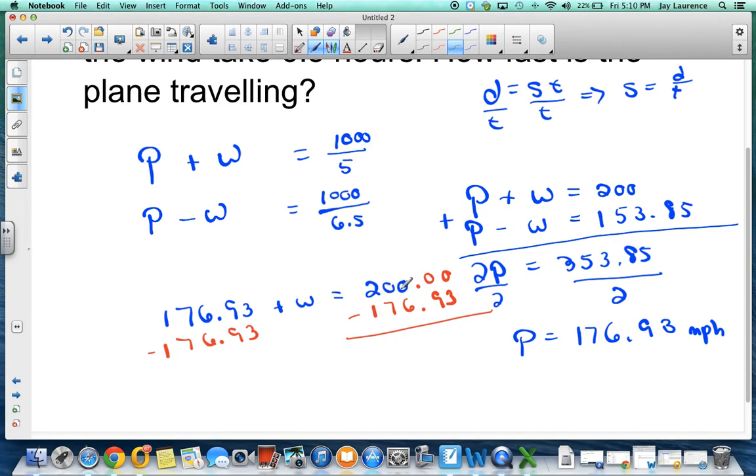I'm going to think, well, if this was just a plain old 76, my answer would be 24, right? But I'm taking more than 76 away, so it's going to be 23, and then I'm going to make this a whole, 17. There you go. So the speed of the wind is going to be 23 and 17 hundredths miles per hour.